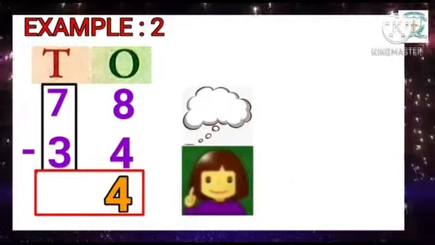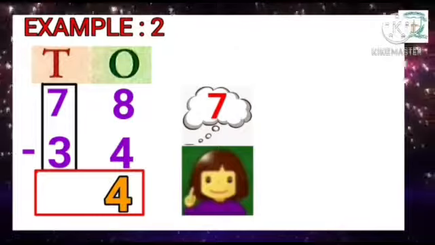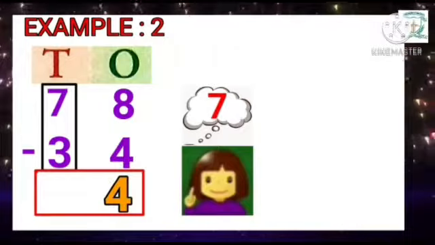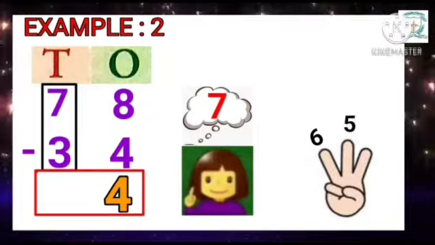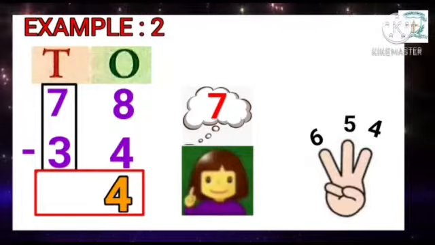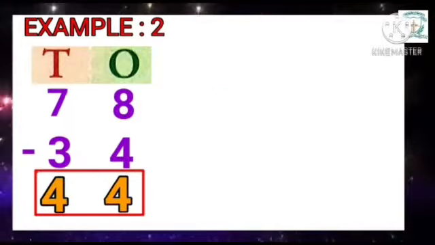We now subtract the digits in the tens place. We subtract as 7 in the mind and 3 fingers up. Before 7 comes 6, 5 and 4. We write 4 in the tens place. Therefore, the answer is 78 minus 34 is equal to 44.